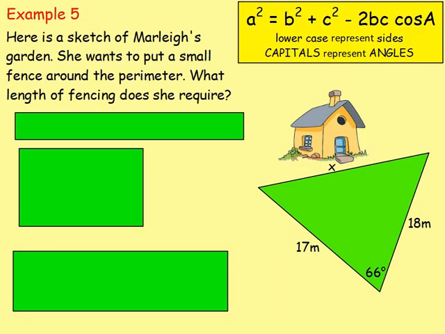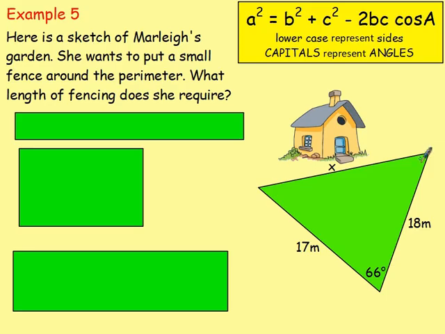Example 5. Here is a sketch of Marley's garden. She wants to put a small fence around the perimeter, which would be going around here and here and here. So she wants to put a wee fence right around it. What length of fencing does she require? Well, we can see that within this, we know this is 17 metres. We know this is 18 metres, but we need to work out this missing side.